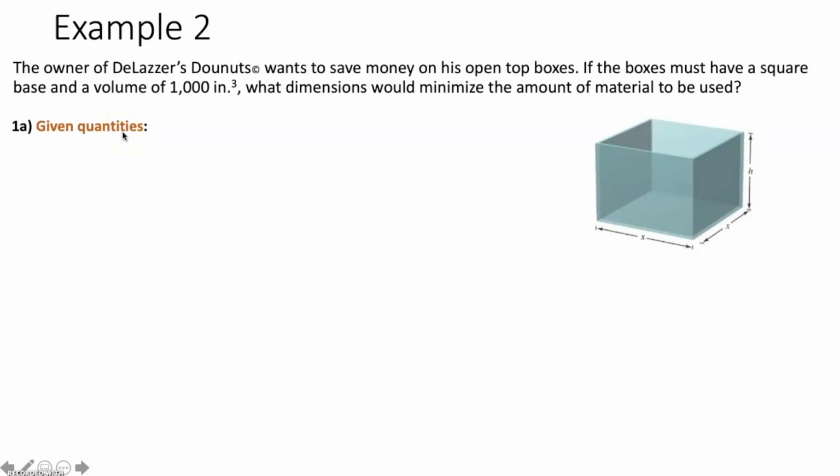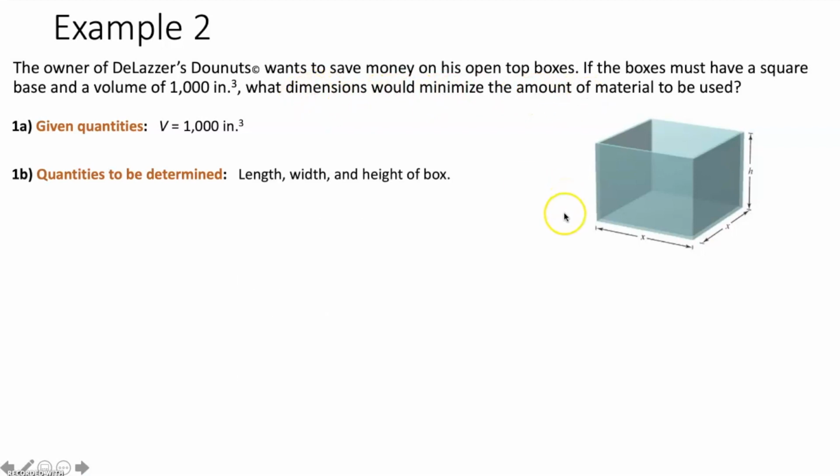What are we given? We're given that it's an open top box, meaning that it's missing the top, and we're given that the volume of this open top box has to be 1,000 cubic inches. Next, we need to figure out, what are we trying to find? Well, we're trying to figure out what dimensions would minimize the amount of material to be used. So the dimensions, again, would be the length, the width, and the height of this box. Now we can move on to the second step, which is to state our primary equation.